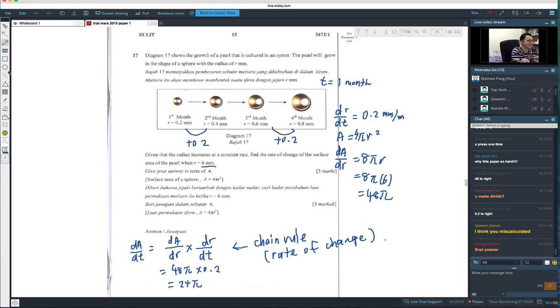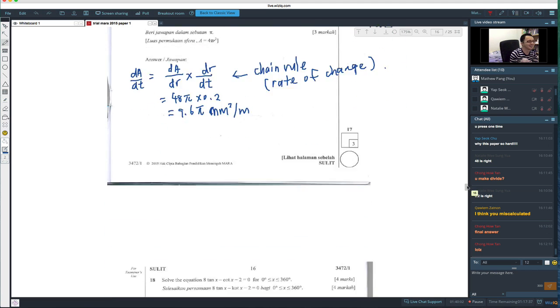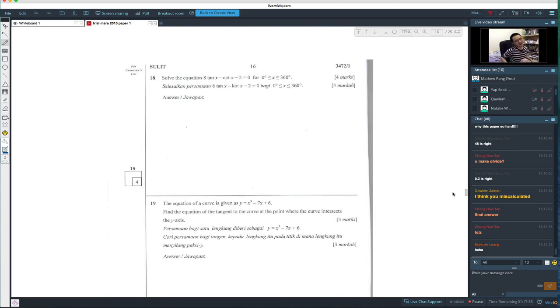I thought this is 0.5. This is 0.2. I pressed the calculator wrongly, sorry about this. Yeah, 9.6 pi. Correct. So this one will be mm squared per month. Because I thought 0.2 equals 1 over 2. 0.2 is not 1 over 2. 0.2 is 1 over 5. This is what happens when you do too much math.